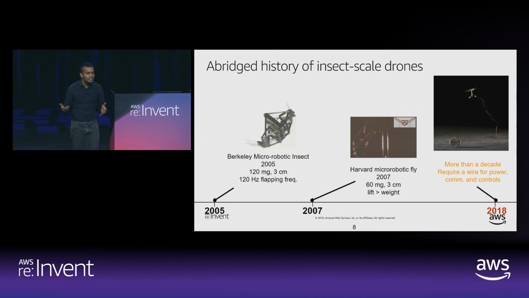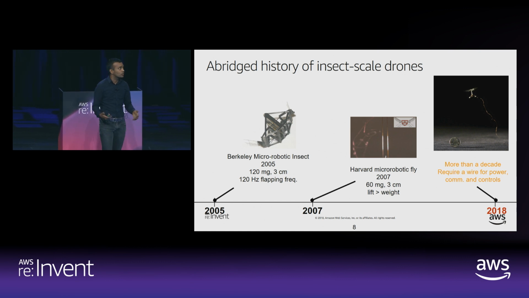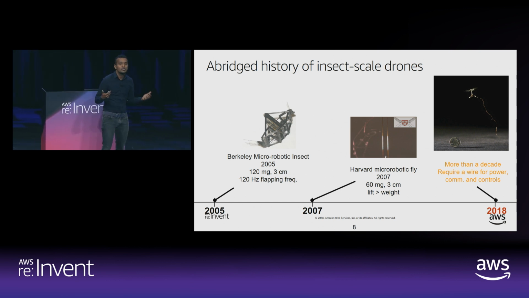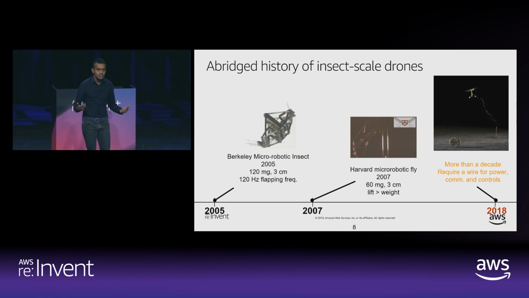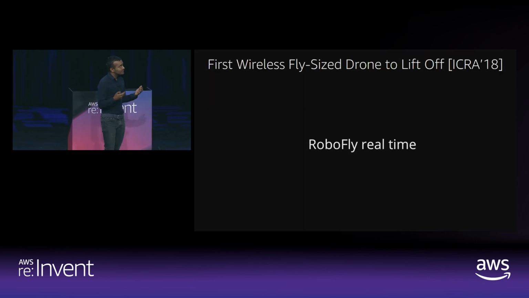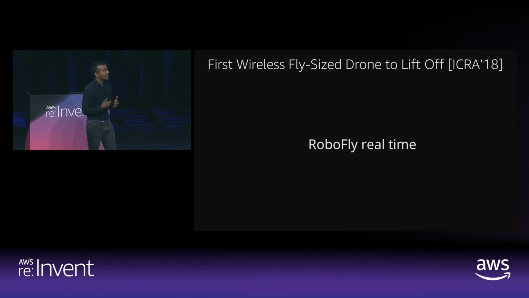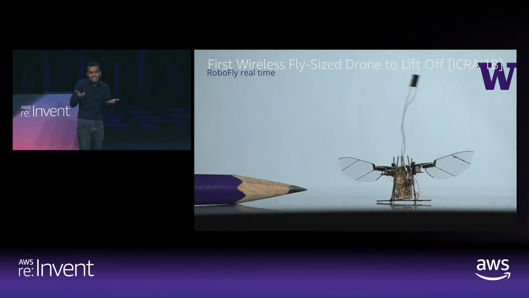And this cable is being used to provide power, communication to the drone, as well as control. So we don't really have any kind of wireless drone which can operate at this kind of tiny scale. So last year, we got together an interdisciplinary team of mechanical engineers, electrical engineers, and computer engineers. And we built a system which is the first wireless insect-scale drone to lift off.